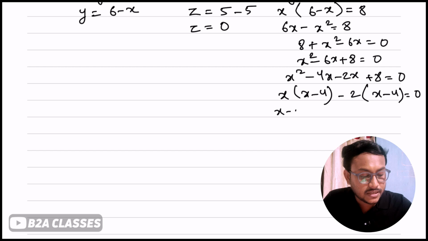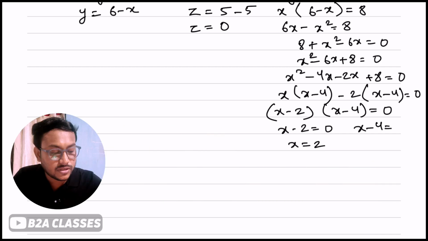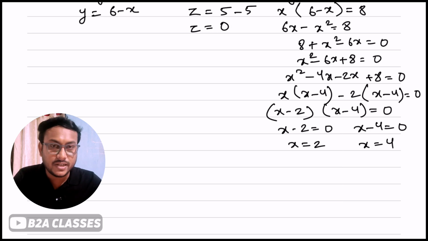यहाँ से सॉल्व करने पर क्या आ जाएगा, x माइनस 2 इंटू x माइनस 4 इक्वल्स टू 0 आ जाएगा. x माइनस 2 को 0 से इक्वेट करने पर x का वैल्यू 2 आ जाएगा एंड x माइनस 4 को 0 से इक्वेट करने पर x का वैल्यू क्या आ जाएगा, 4 आ जाएगा. ठीक है. सो मेरे को x का दो वैल्यू मिले.